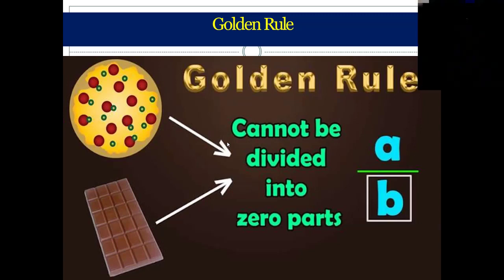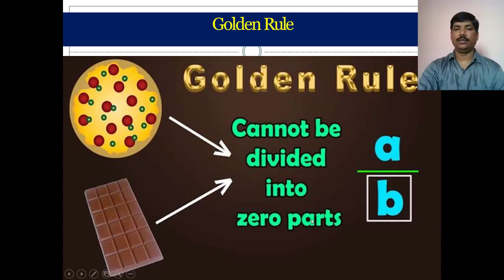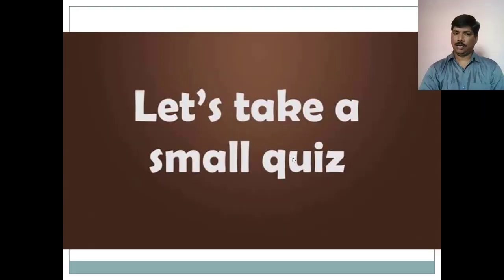Next, there is a rule related to fractions that is known as the golden rule. What is the golden rule? The golden rule is that a whole cannot be divided into 0 parts. As I already told you, the whole cannot be divided into 0 parts. So it is clear, it is known as the golden rule. Now, as you have learned about fractions, we will take a small quiz here.